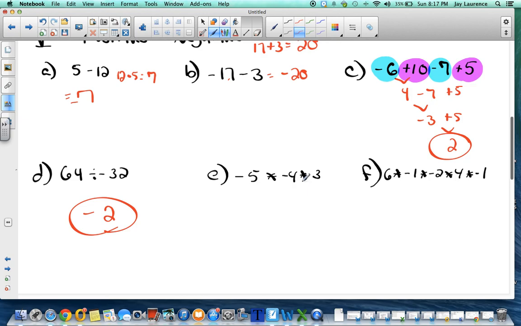Okay, negative 5 times negative 4 times 3. How many times did I say the word negative? Negative 5 times negative 4 times 3. 2 times. That's an even number. This will be a positive answer.